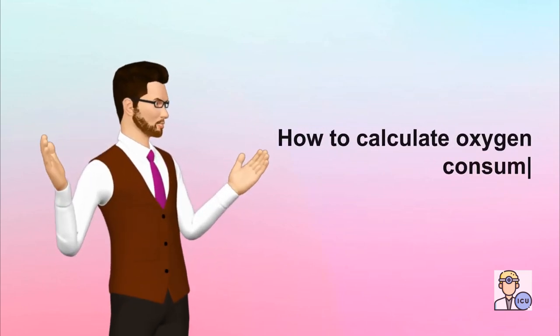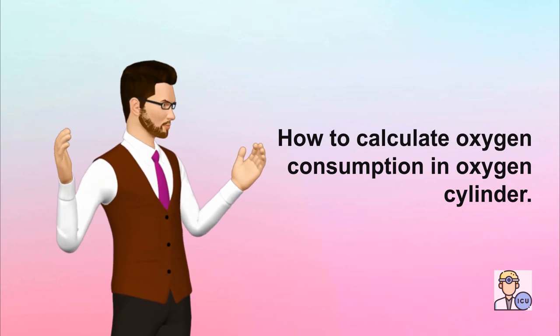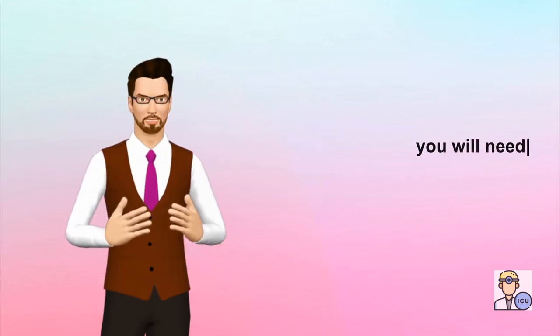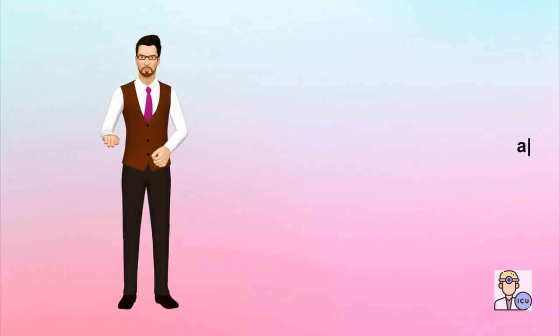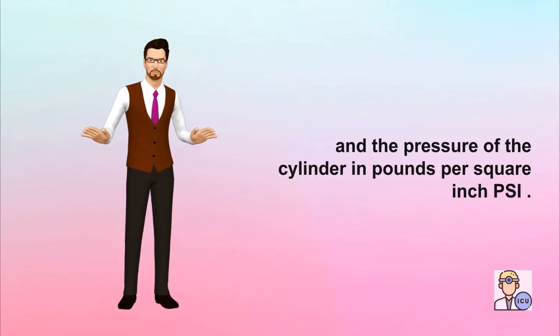How to calculate oxygen consumption in an oxygen cylinder. To calculate the oxygen consumption in an oxygen cylinder, you will need to know the flow rate of oxygen in liters per minute and the pressure of the cylinder in pounds per square inch, psi.